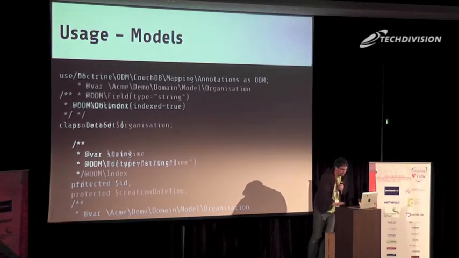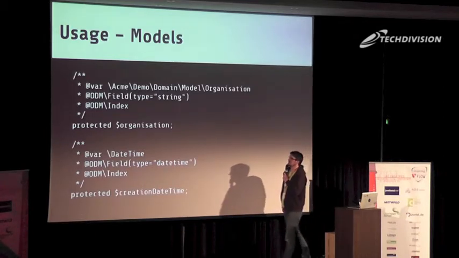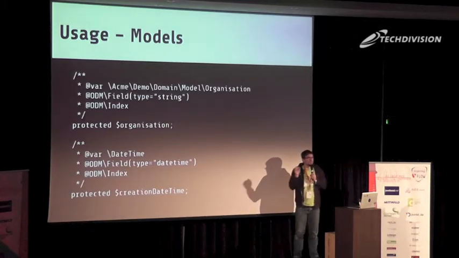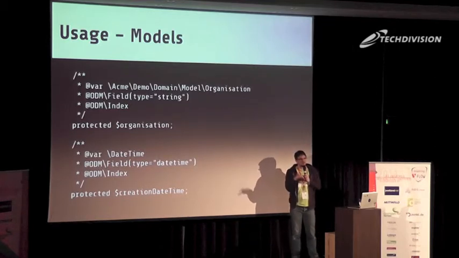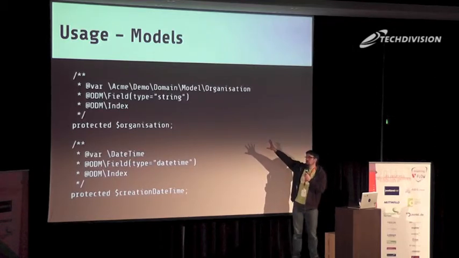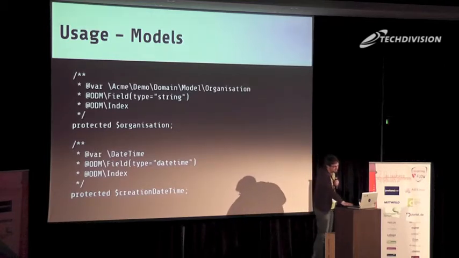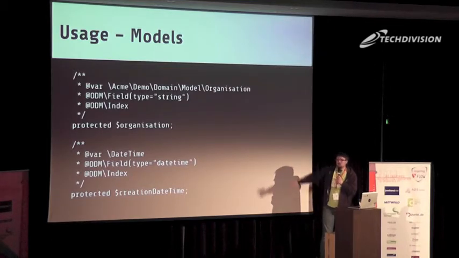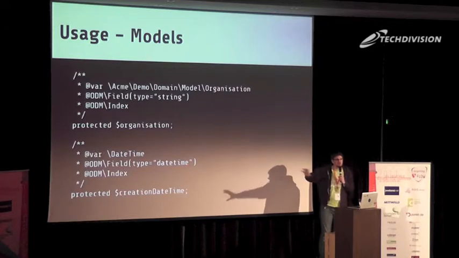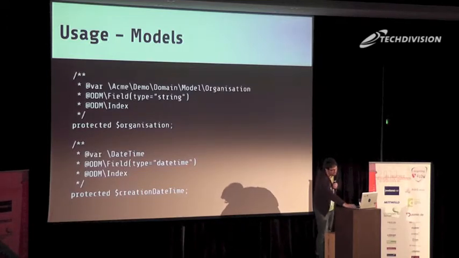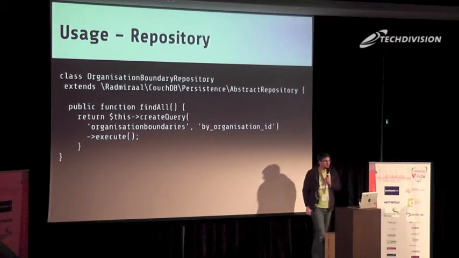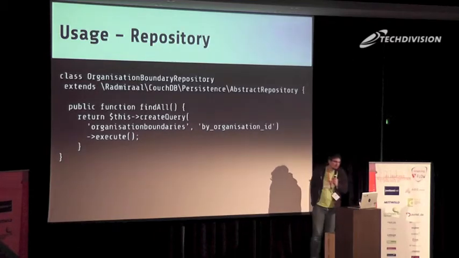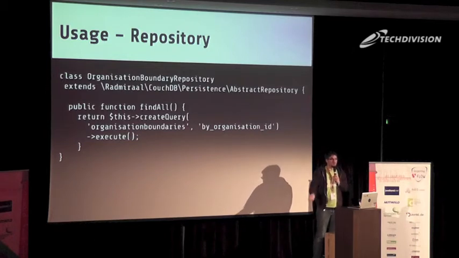So there are some new annotations, and if you ever need to use ODM column in your models now, you might be needing ODM field in this setup, and you can mark properties as indexed and everything. But most of this will not be different from now, or not radically different. Your repositories, in this case, are extending not the default Flow repository, but the abstract repository in the CouchDB package.